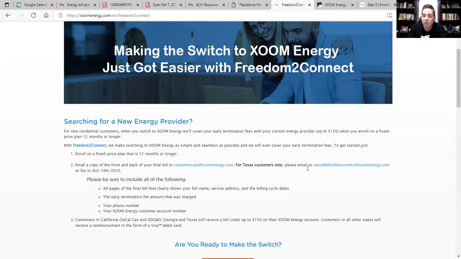So what are you going to email them? They're going to get a bill from their provider showing their cancellation fee on there. Just email that bill to Xoom at that email address, and then the client will receive a credit for up to $150 on their next electricity bill, based on Xoom receiving that information. Now, if their cancellation fee is only $100, obviously Xoom is only going to credit them $100. But if their cancellation fee is $150 or more, Xoom will credit them for $150.